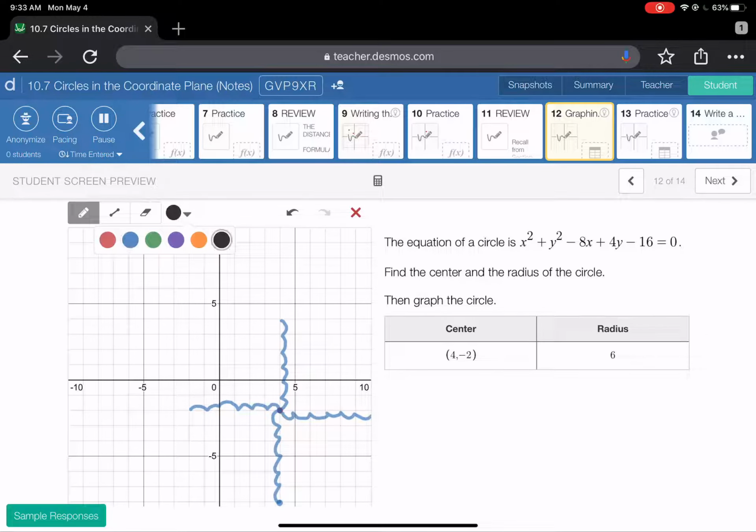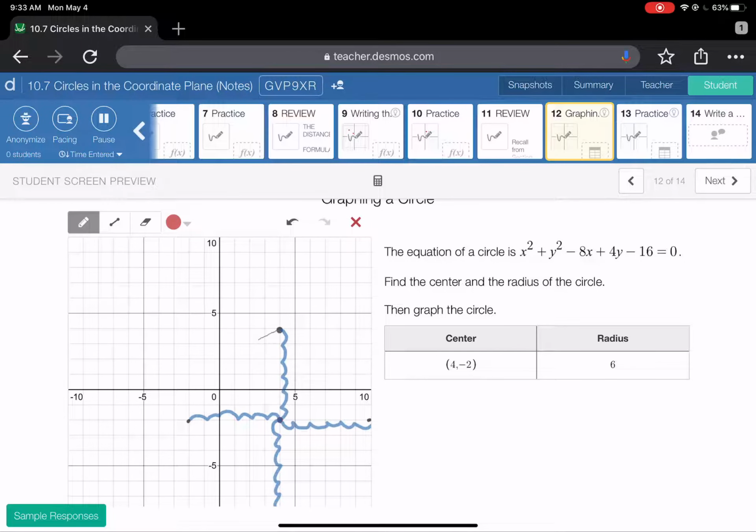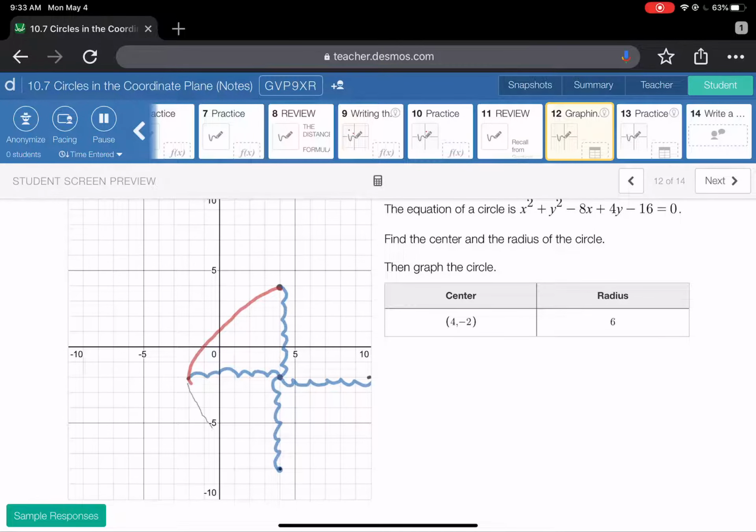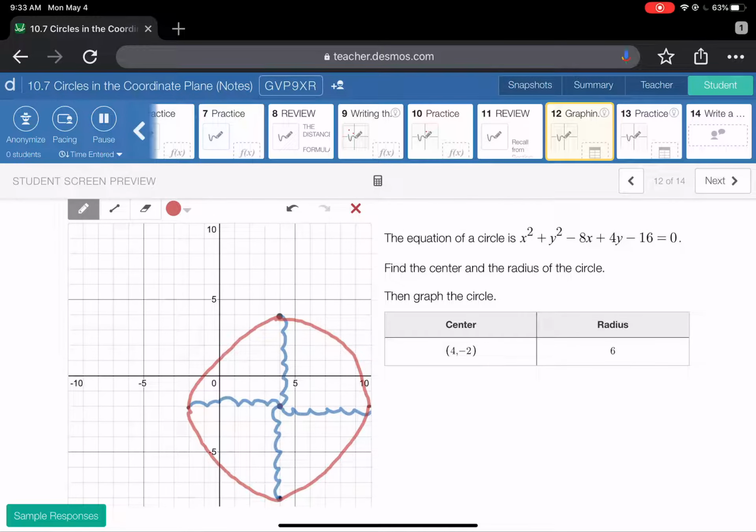Okay, so I have points of a circle that have to go right through those points right there. All right, so that can help me draw my circle. I'm just going to rough sketch it here. These don't have to be very perfect, but as close to a circle as you could possibly get. And that is our circle there.